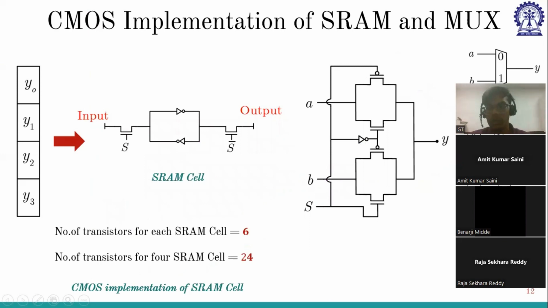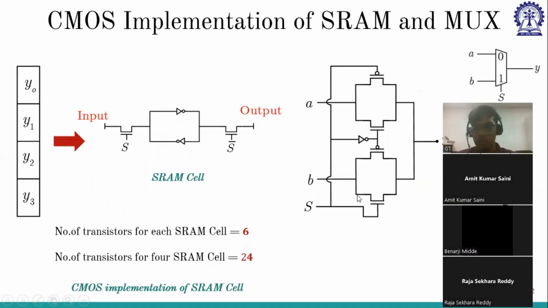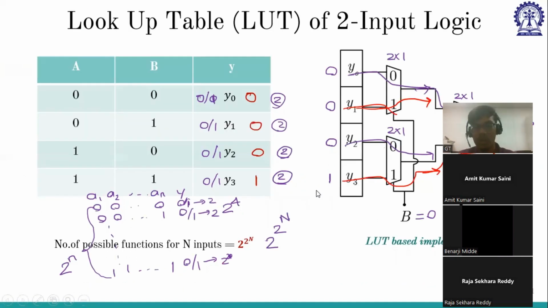Sir, in the earlier circuit, if I want to implement A plus B, then do I need to store the A plus B result in y0 to y3? Yes. So in the case of A plus B, the values that will be stored in y0, y1, y2, y3 are 0, 1, 1, and 1.